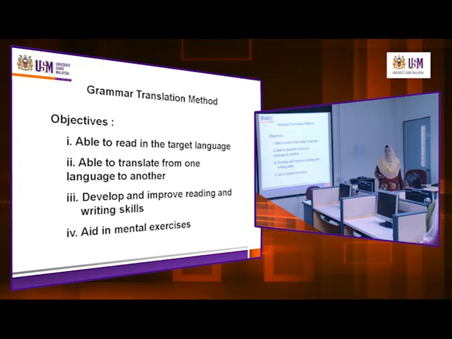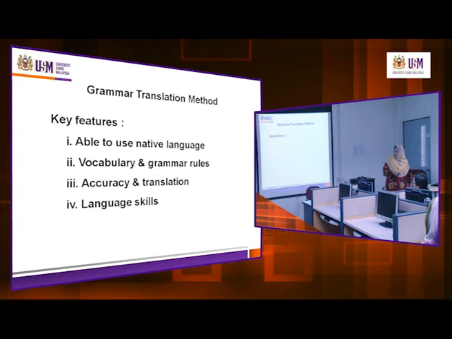Four is to aid in mental exercises. When you do a lot of writing and reading, there are a lot of things happening in your mind. When you do a lot of writing, for example, you have to brainstorm, like what I mentioned just now, isn't it? Brainstorm uses mental activities. When you read, you have to understand. Understanding, making comprehension is using mental activities. So these are the things that can help when you are using the GTM. Your mental activities will be done faster. The key features: able to use native language. So this is always a target of any method that we have learned. You want to learn the native language or the target language.